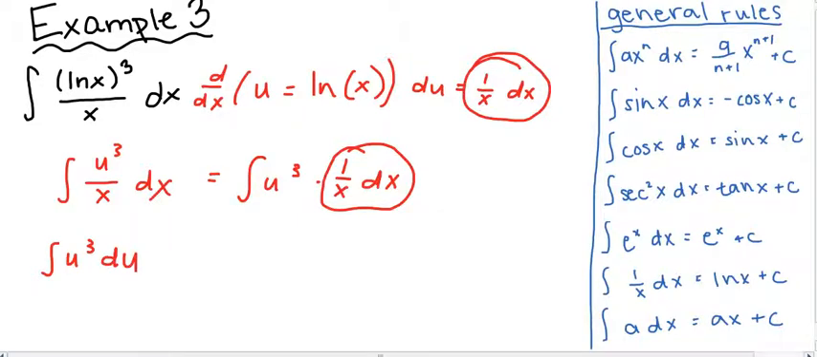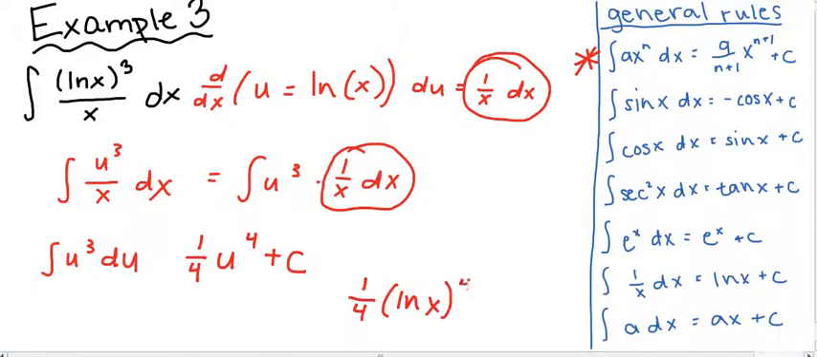You will then take the integral using this general rule and get 1/4 times u to the 4th plus c. You will then plug in u for your final answer and get 1/4 times ln of x to the 4th plus c.